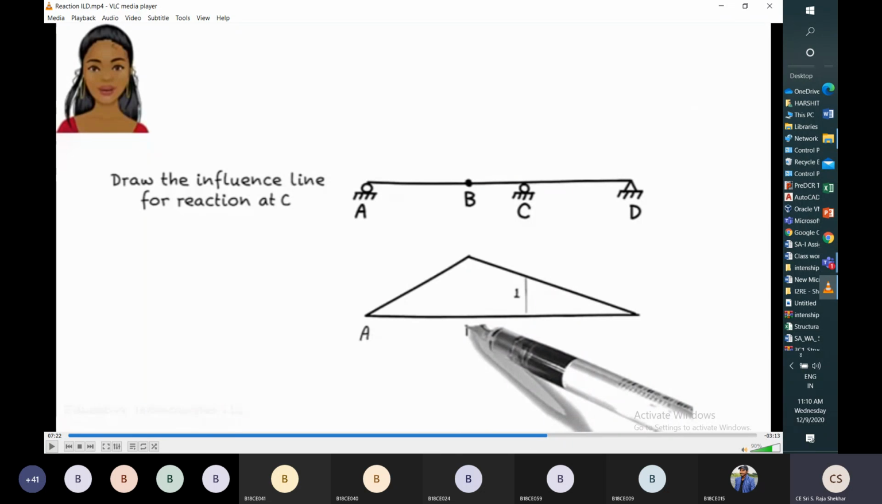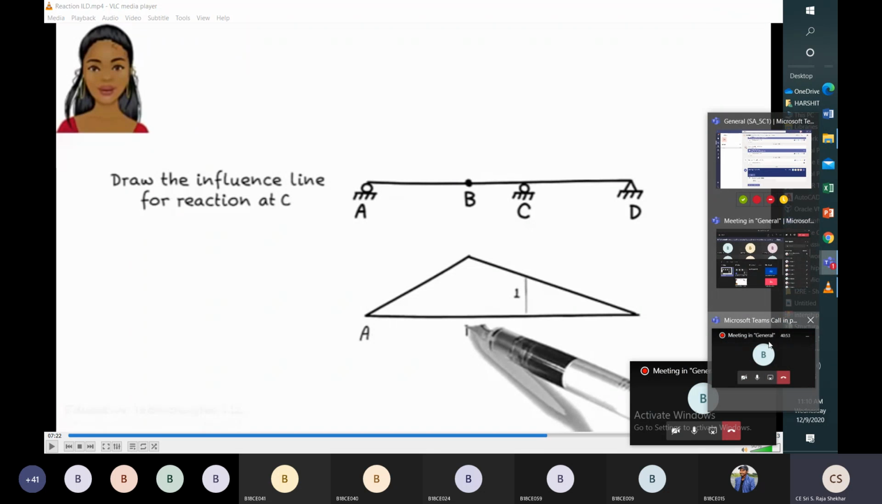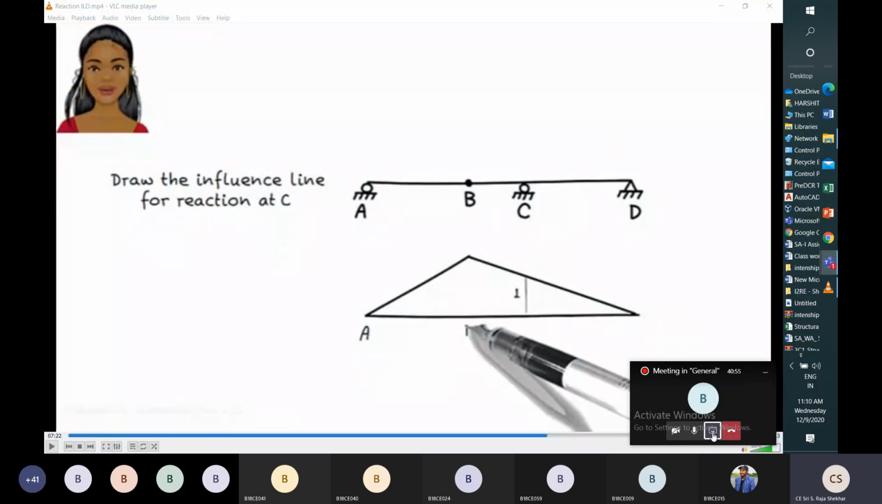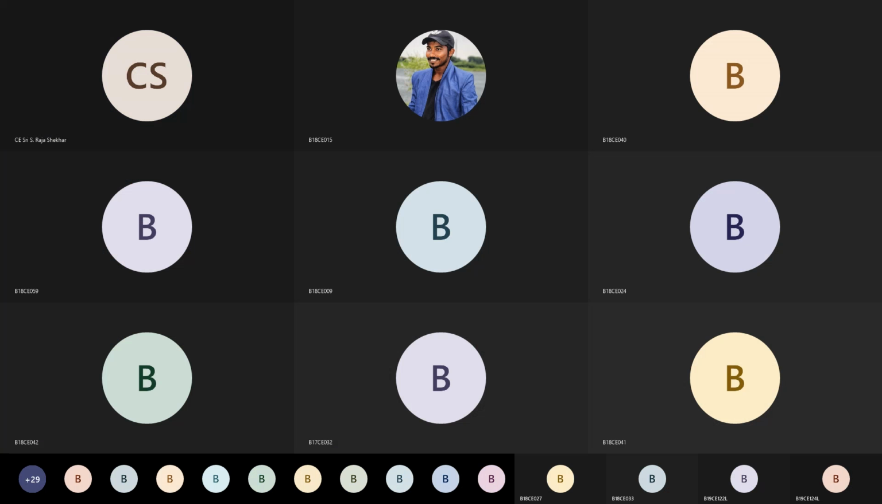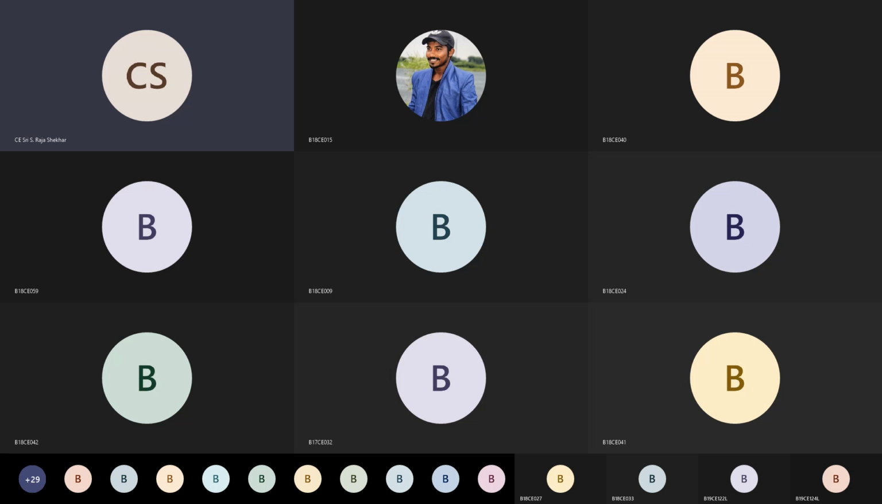Now I want to discuss the moment influence line. I hope you understood a little bit about the reaction influence line. Now I want to discuss the moment influence line, with shortcut keys on how to draw it.